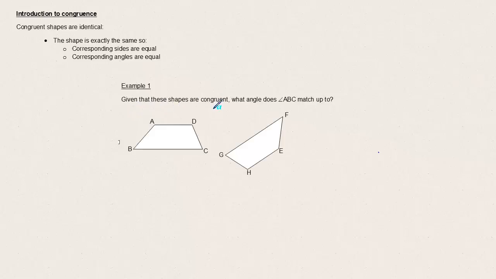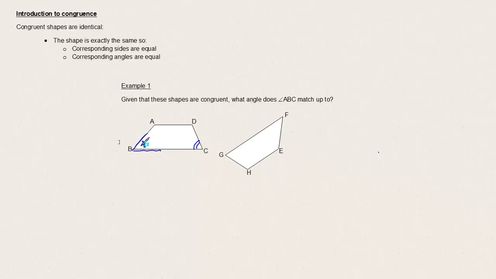Given that these shapes are congruent, what does angle ABC match up to in the other quadrilateral? So if we look at the quadrilaterals, we can see that they both possess two acute angles, but we can see clearly that they're different. And ABC is one of those acute angles. Remember, ABC is the angle we turn through when we go from A to B to C.